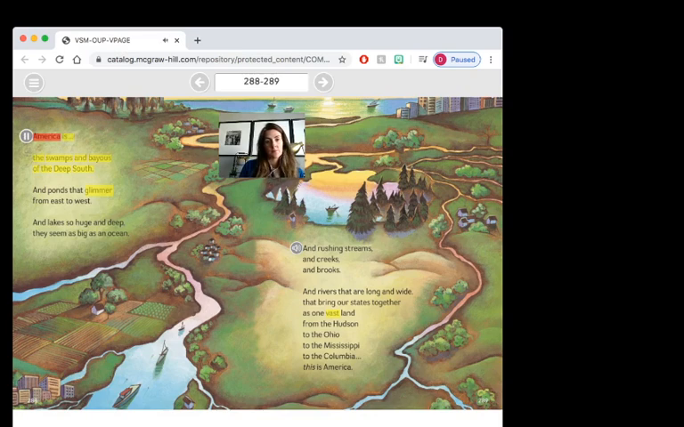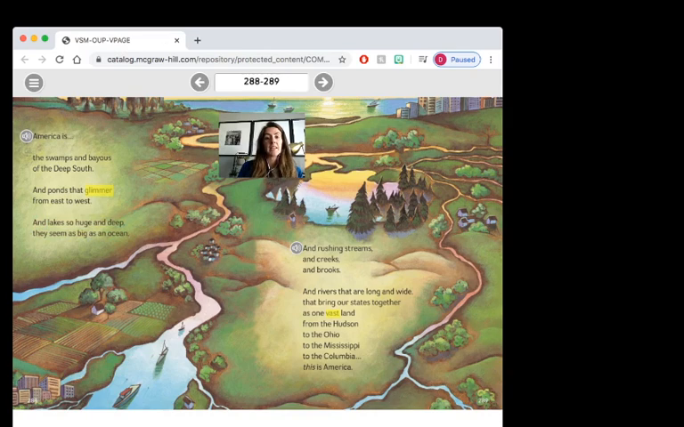America is the swamps and bayous of the deep south, and ponds that glimmer from east to west, and lakes so huge and deep they seem as big as an ocean.